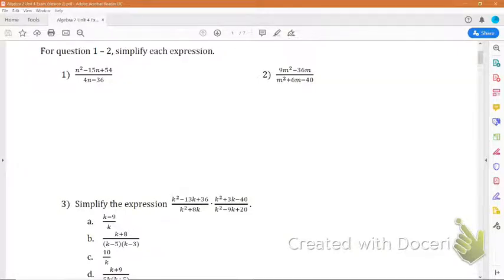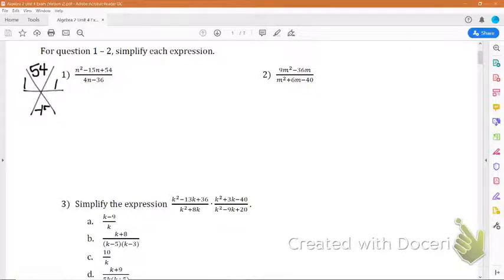Okay, so for questions 1 and 2, we just want to simplify each expression. That just means we want to start off by factoring everywhere possible. So for the numerator, we're going to use our asterisks. So in my asterisks, I need 1 at the top and bottom left, negative 15 in the bottom middle, and positive 54 in the top middle.